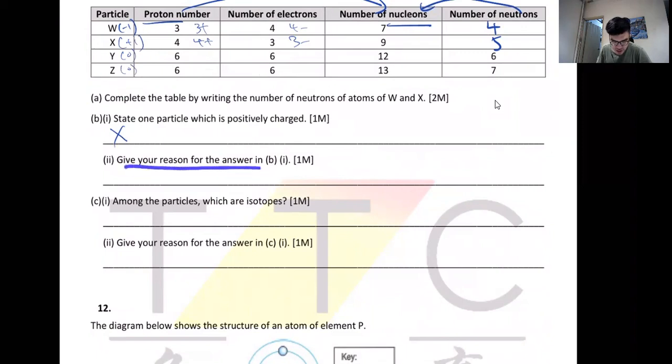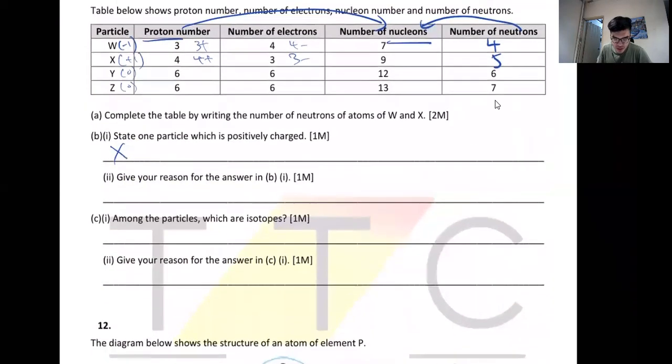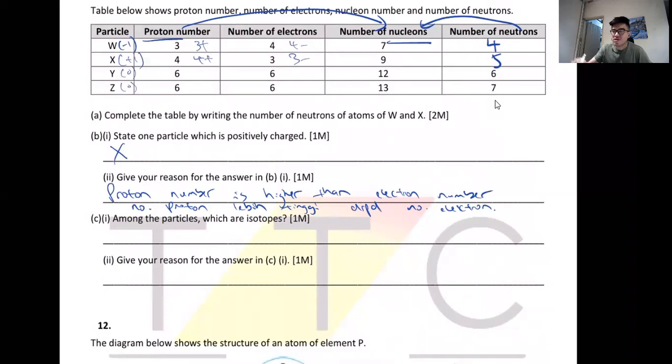So give your reason for the answer in B1. Why is X positively charged? Because it has more protons than electrons. The proton number is higher than the electron number. Or you can say X has more protons than electrons. X mempunyai lebih proton daripada elektron. No problem.